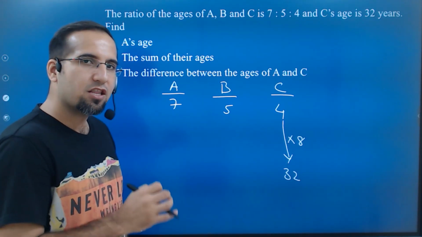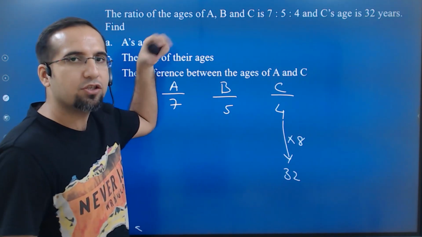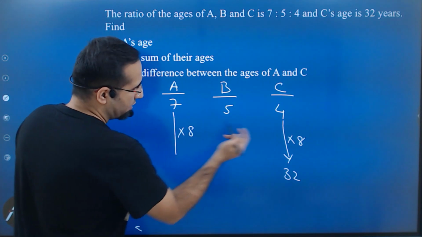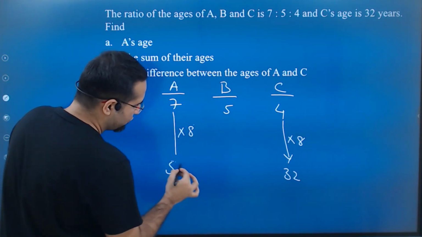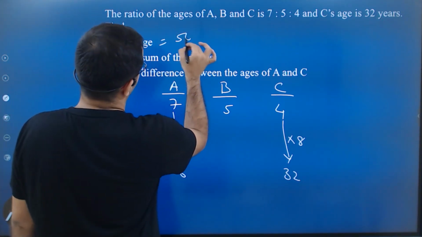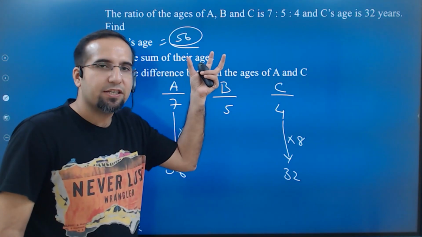Now let's look at the question individually. What is it that we are calculating? We have to calculate A's age. Can I directly calculate A's age? Of course, yes. What is A's age? The multiplying factor remains the same. So 7 into 8, the age of A will be 56. Clear?